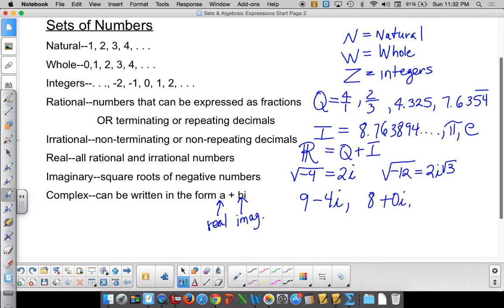And by the same way, 3i is also complex because it can be written as 0 plus 3i. So in reality, all numbers are complex numbers. So you have a little matching thing on your assignment where they give you some example sets of numbers and you have to match which name and symbol they go with.